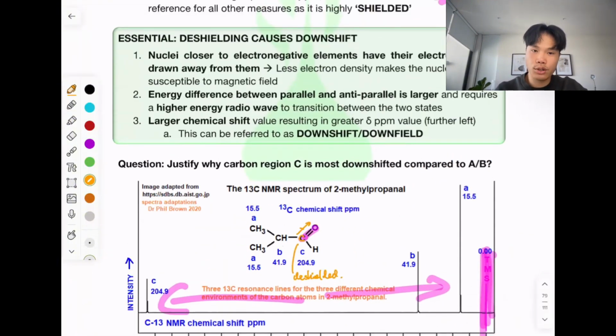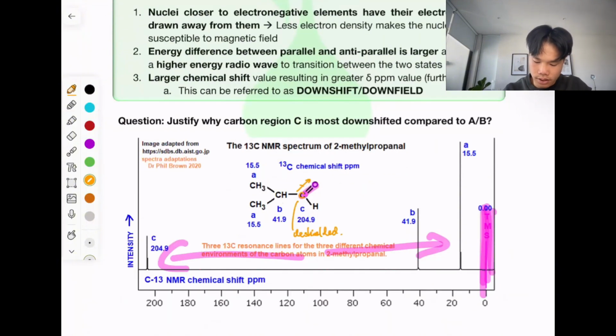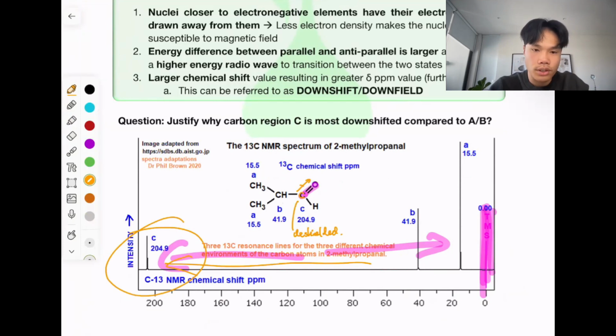That means the energy difference between parallel and anti-parallel is bigger, and you'll have a bigger chemical shift because of more energy required to move it. So the signal goes further downfield, and this is why the most deshielded signal, furthest to the left here, is the carbon bonded to the carbonyl.